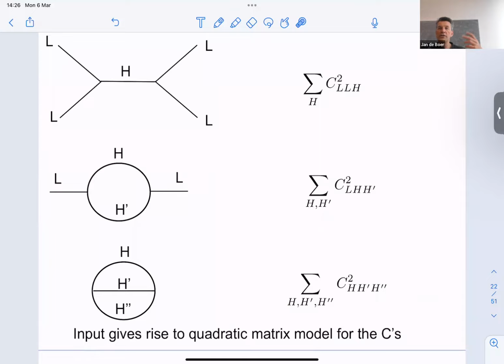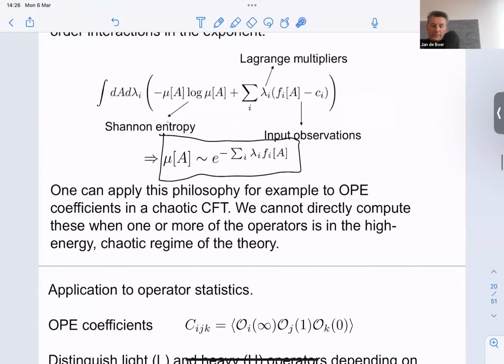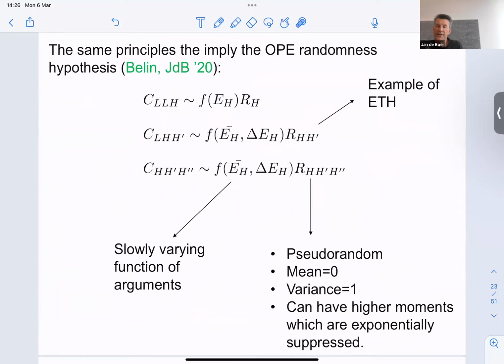You can then go on and build a statistical model for these quantities. And the statistical model that you will get for these quantities will be a quadratic matrix model by construction, because as I explained to you, in general, if your input is quadratic stuff, out comes a quadratic matrix model. So the output of all of this will be a quadratic matrix model, and you can rephrase that in the language of ETH, which is also essentially a quadratic matrix model. That's what Alex Belin and I call the OPE randomness hypothesis.